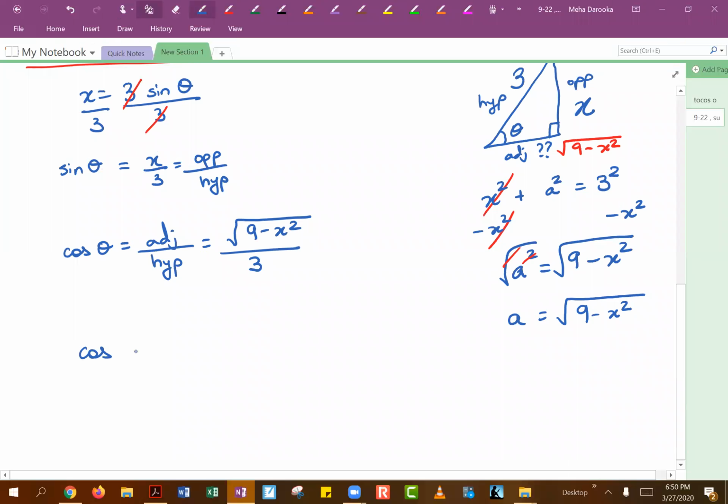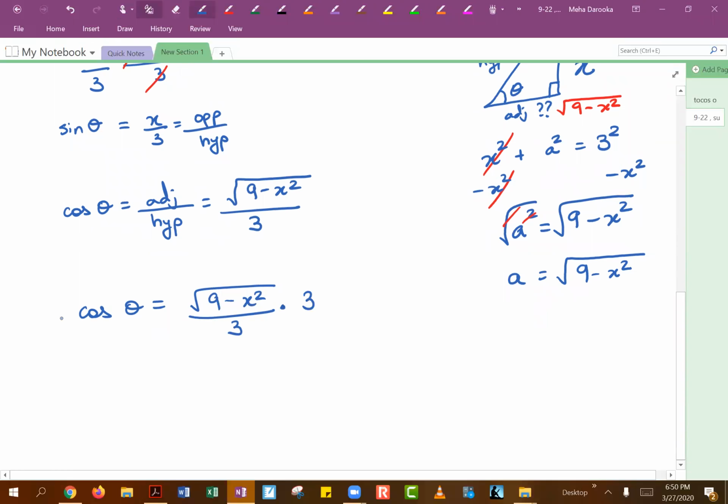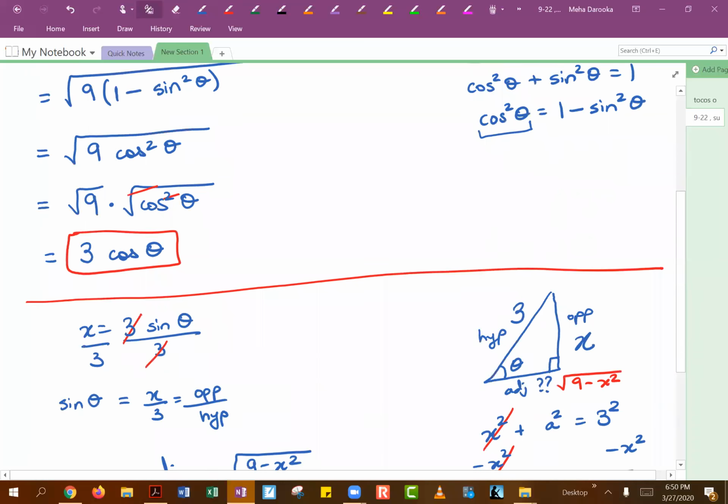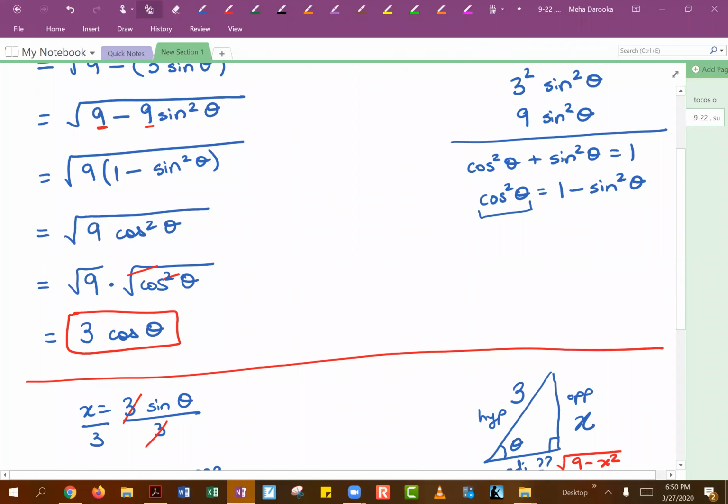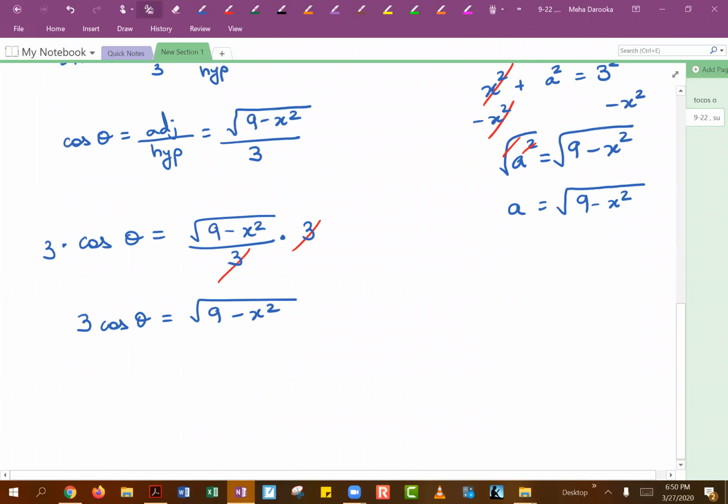So if we try and verify this, that means we would need to multiply both sides by 3. This cancels out here, and you end up getting 3 times cosine of theta equals square root of 9 minus x squared, which is the exact same thing we had. Square root of 9 minus x squared equals 3 times cosine of theta. So you can see our solution ends up checking out correctly. So we are good to go.